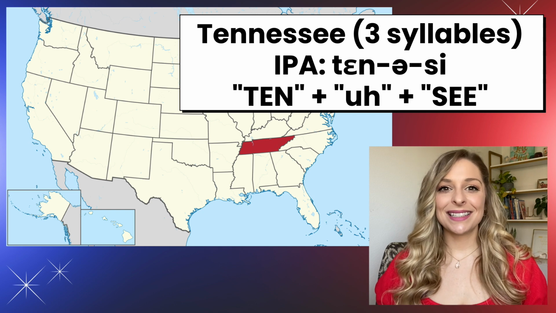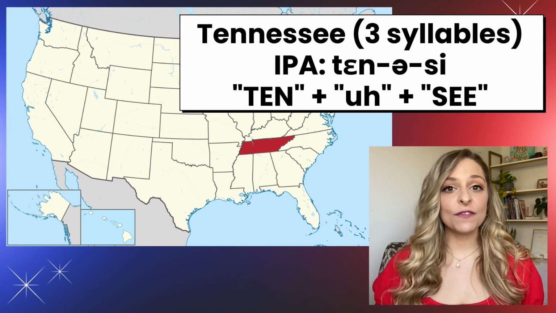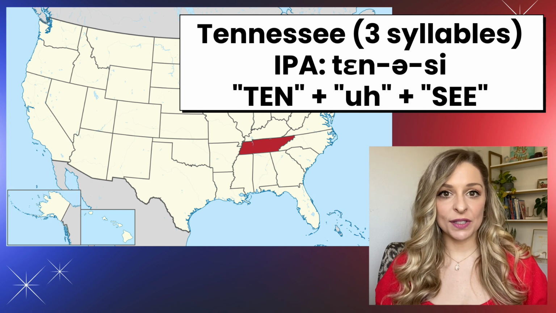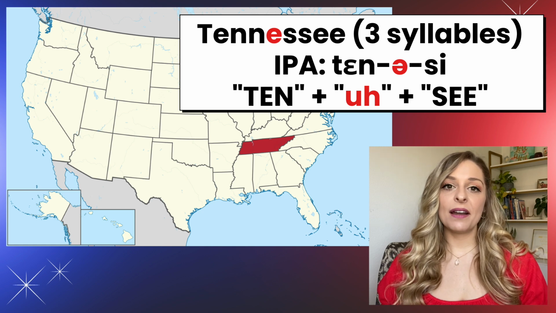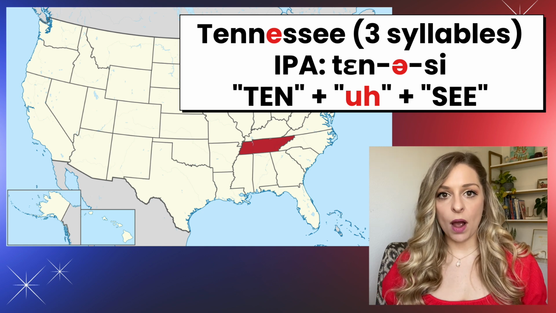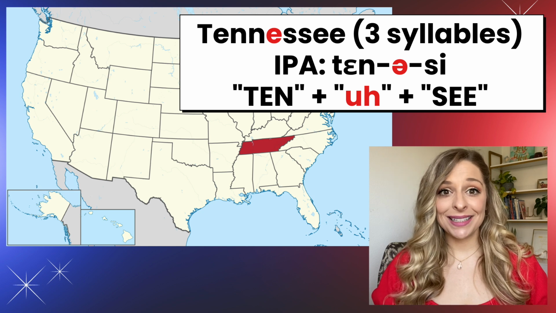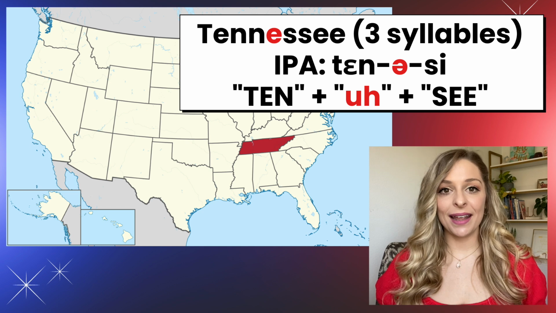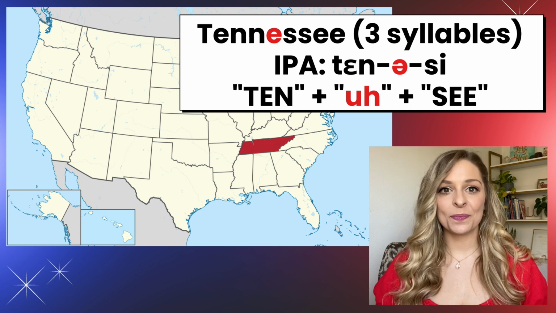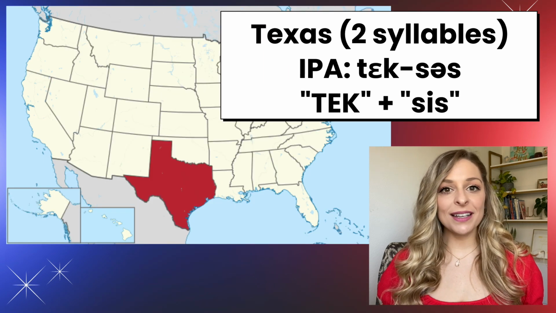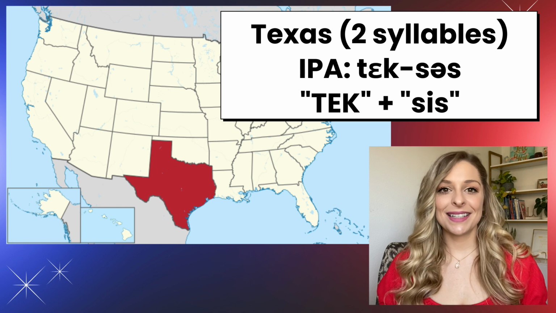Number 42, Tennessee. This word has three syllables and we stress the first and the third syllables, which means that the middle syllable gets reduced a little bit and that vowel reduces to a schwa. So we don't say Tennessee with a full vowel. We say Tennessee, Tennessee.